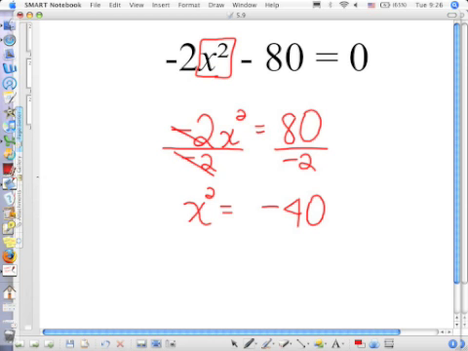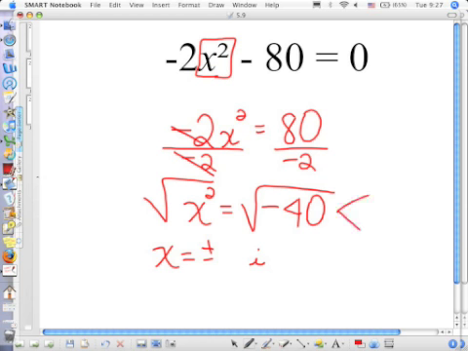At this point, Caleb, what will I do? Not square each side. Take the square root of each side. And when I do that, I automatically say x equals plus or minus, and then I go figure it out. Is there an i involved here? Yes, because it's the square root of a negative. Now let's reduce the square root of 40.